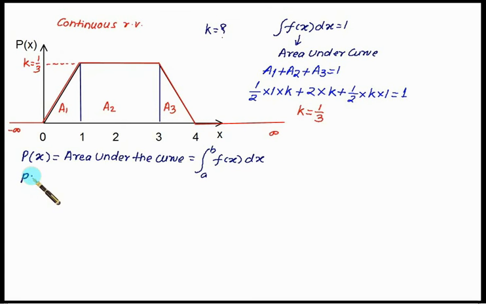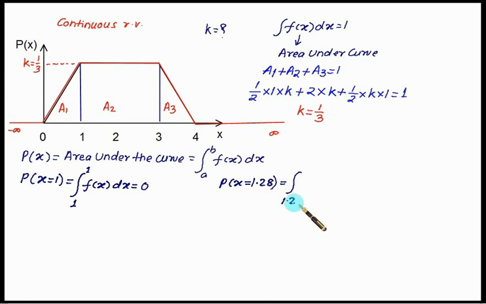If you are interested in the probability at x equal to 1, then exactly at x equal to 1 the upper limit and lower limit are both equal to 1. So from 1 to 1, f(x) dx. When the upper limit and lower limit are the same, your answer will always be 0. It means that you can't find the exact value of probability at x equal to 1. Area under this line is not defined. Or if you want to find the probability at x equal to 1.28, even this value is equal to 0, because this time also you have to integrate from 1.28 to 1.28 of f(x) dx, which is also equal to 0.